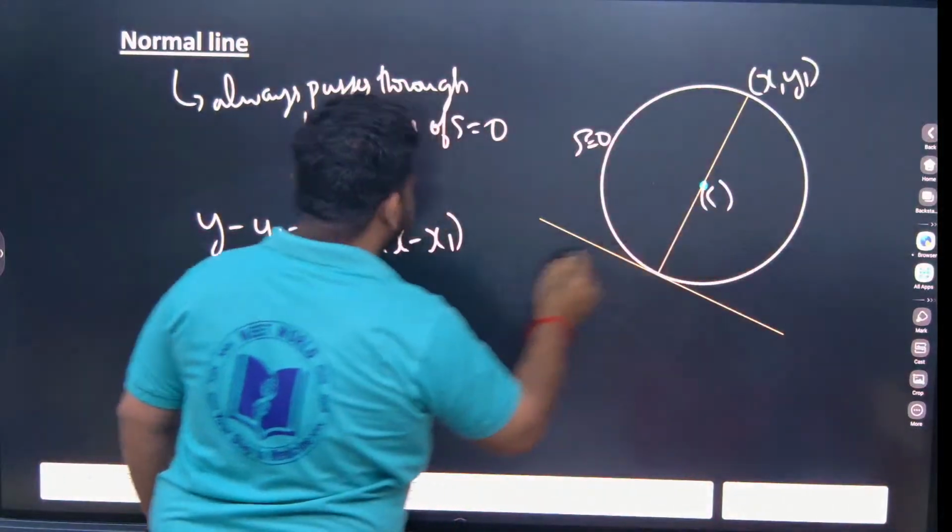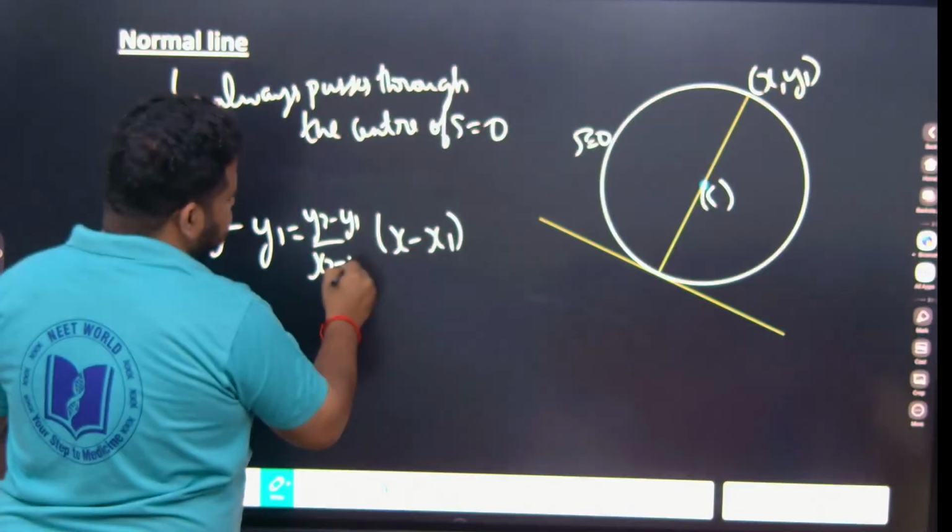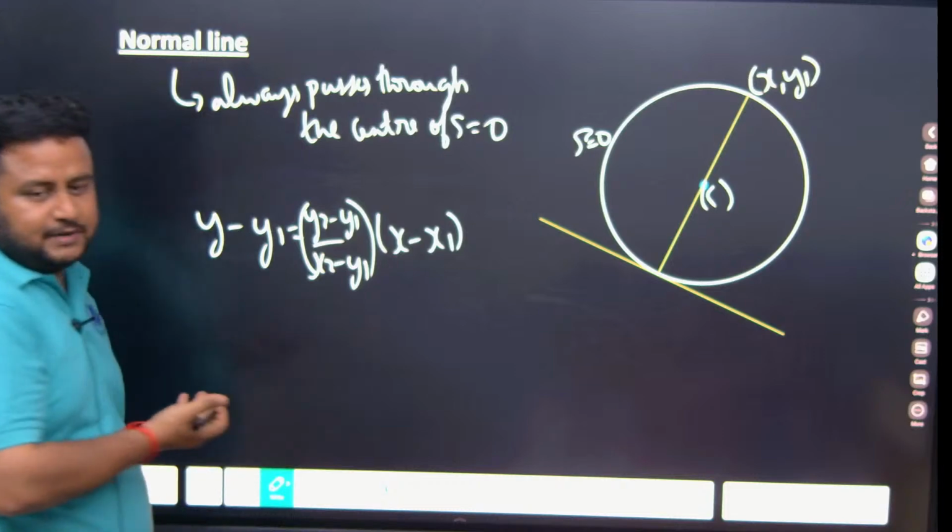Y minus y1 is equal to m into x minus x1. How will you find this slope m? Two points are given, the center is given, correct? Center is given means what you will do? y2 minus y1 by x2 minus x1. This is how you will find it. That's all, very simple, you will directly find it out.